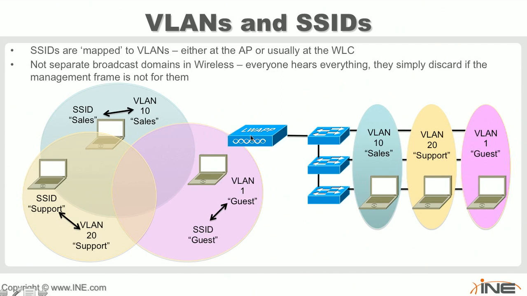So it's the job of the AP, or it's the job of the wireless LAN controller, if we have one of those, to map traffic coming in from SSID sales to VLAN 10. So essentially we'll go through this a little more later, but we decapsulate. We already talked about the traversal of a frame from wireless to wired. We're now just adding one extra step.